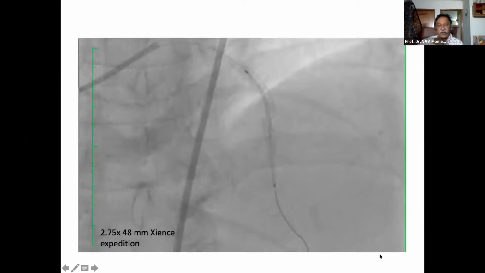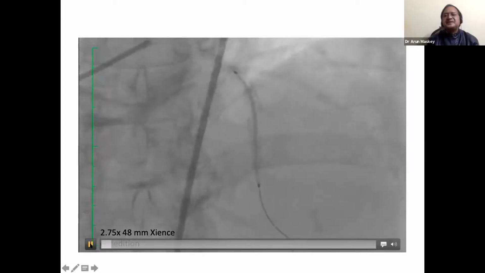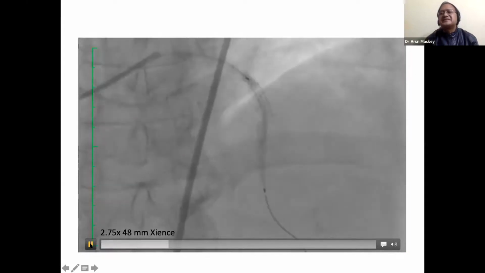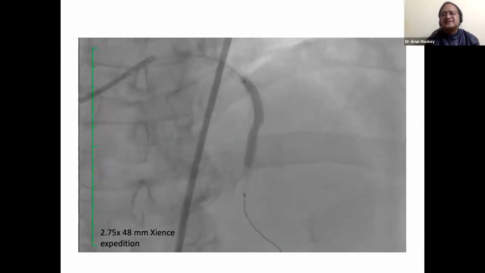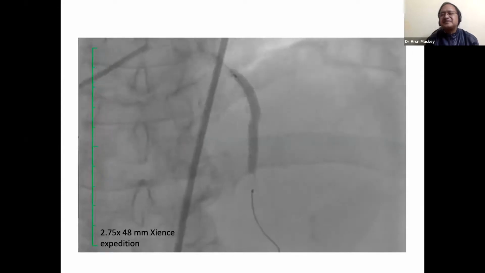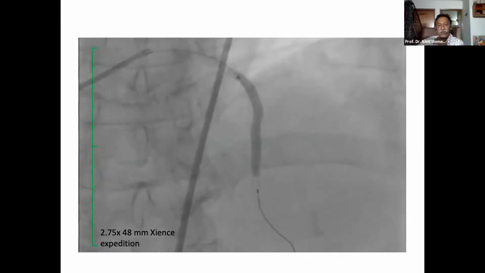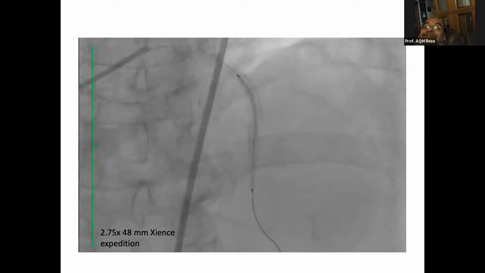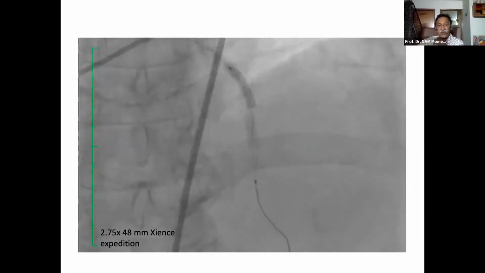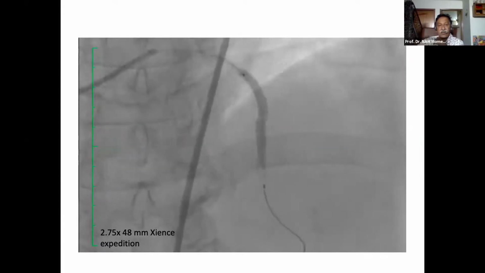I see. You have done it, because this patient came with acute stent thrombosis with STEMI. So put another stent in this patient. It's a wonderful job. Rewiring was excellent. Rewiring was a challenge.